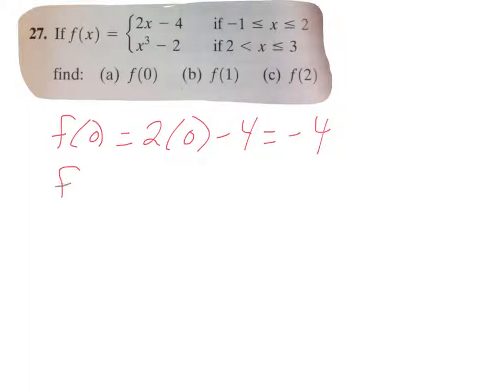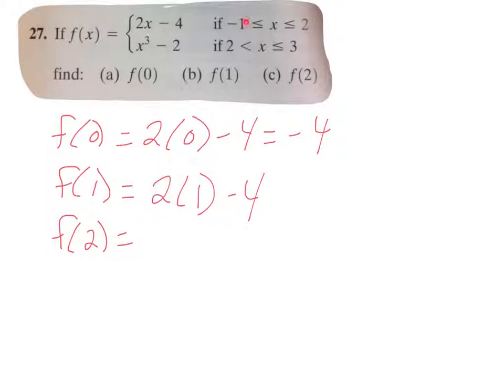And f of 1 is going to be 1 cubed minus 2, which is going to be -1. And lastly, f of 2 is going to be, whoops, f of 1, I screwed that one up, didn't I? Looking at the wrong domain there. I should be between -1 and 2 there. So f of 1 is actually going to be 2 times 1 minus 4, because that's between -1 and 2, right? And so we'll get -2.